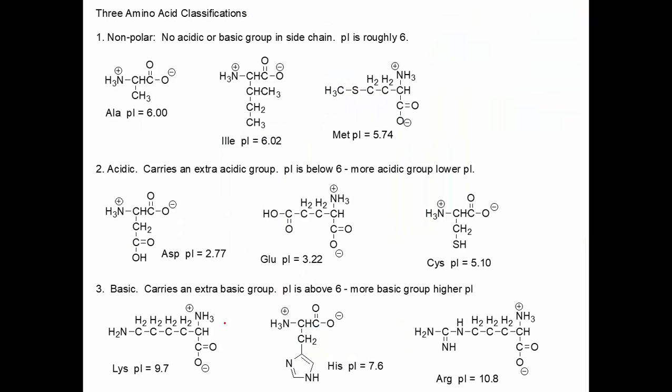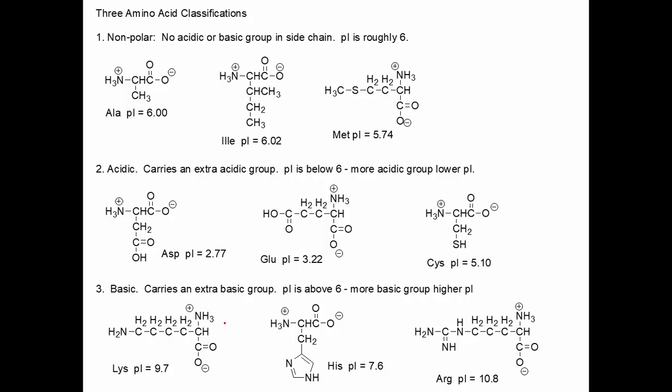All right, we have 3 amino acid classifications. We've kind of gone through them. Nonpolar means there's no acidic or basic group in the side chain. The pI is roughly 6. Here are 3 examples: alanine, isoleucine. Okay, I put too many L's in isoleucine, sorry about that. And methionine. All of them have pIs around 5.74. None of the side chains carry any really seriously acidic groups.